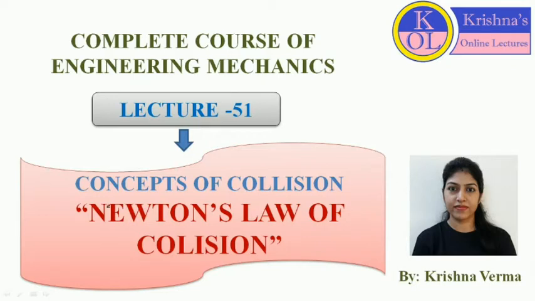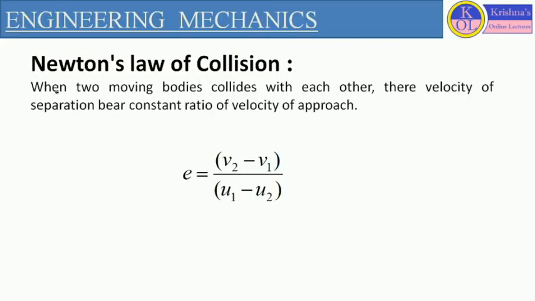In this video, I am going to discuss Newton's law of collision and also define the coefficient of restitution. As per Newton's law of collision, when two objects or bodies are moving in a particular direction with different velocities and both bodies collide, their velocity of separation bears a constant ratio to their velocity of approach. And this is the equation which defines Newton's law of collision.